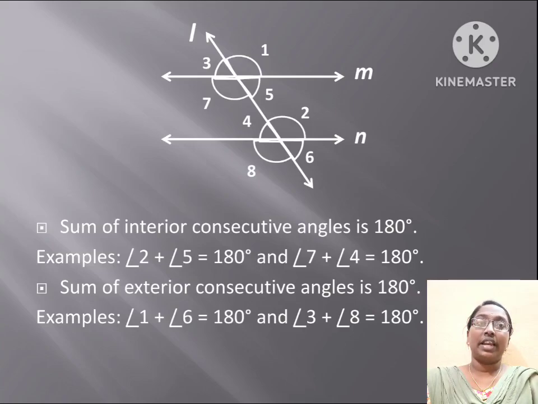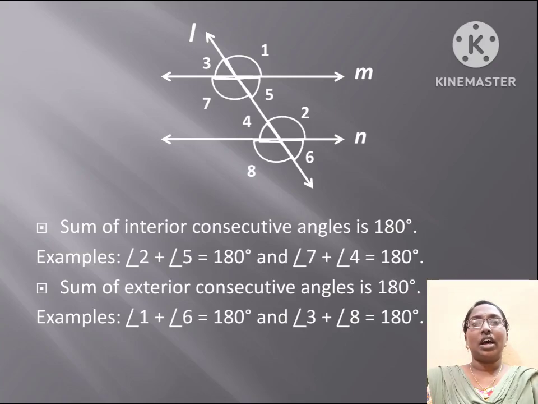The property is very different, because in the previous properties every comparison showed that the angles are equal, but in this comparison we have to add them, and the sum must be equal to 180. Therefore angles 2 and 5 when added should give 180 degrees. Similarly angles 7 and 4 when added will give 180 degrees. The exterior consecutive angles here are 1, 3 and 8, 6. So angles 1 and 6 when added give 180. Similarly angles 3 and 8 when added give 180 degrees.